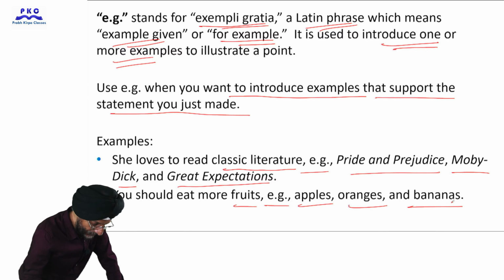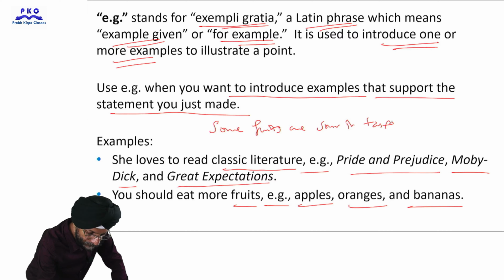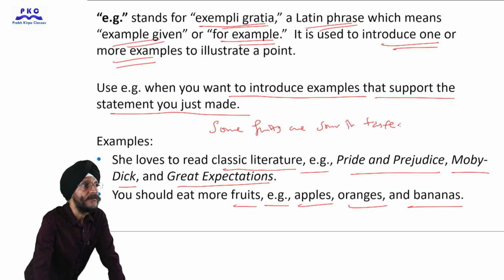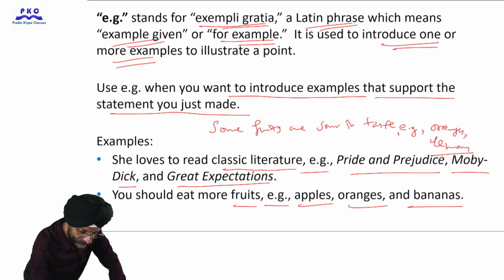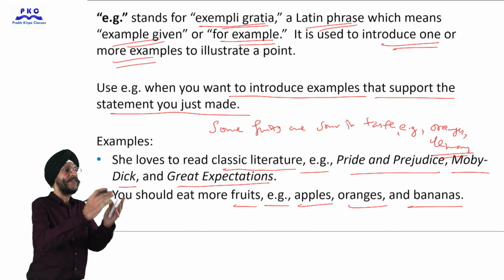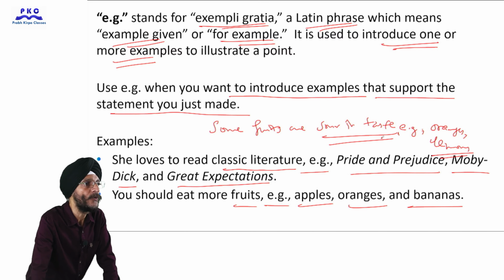Or we can write some other example. Some fruits are sour in taste, S-O-U-R. Here we will give examples of those fruits which are sour. Oranges, lemons. Here we are giving the examples of those fruits which have a sour taste.